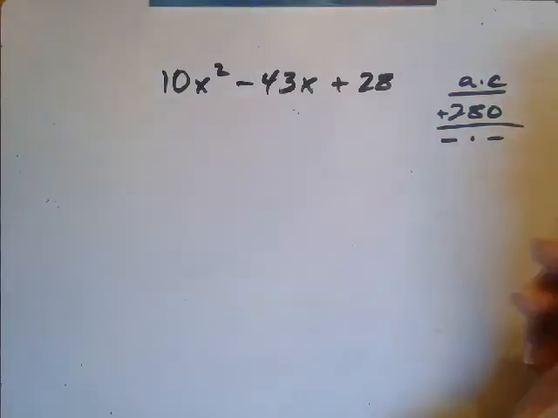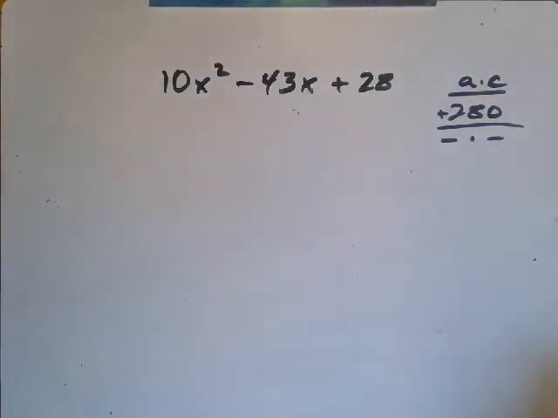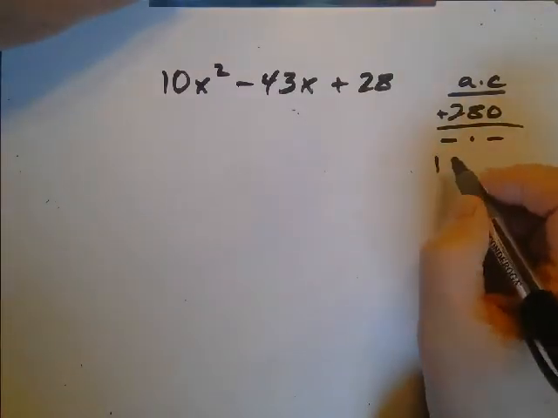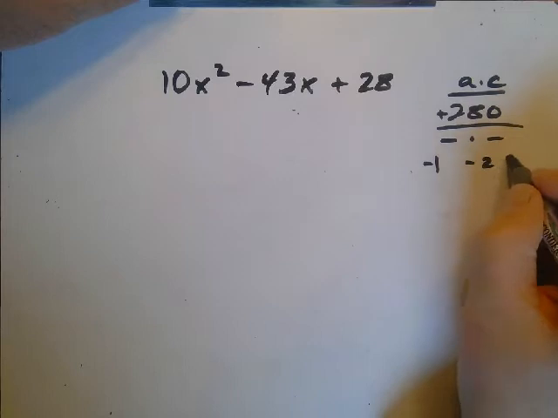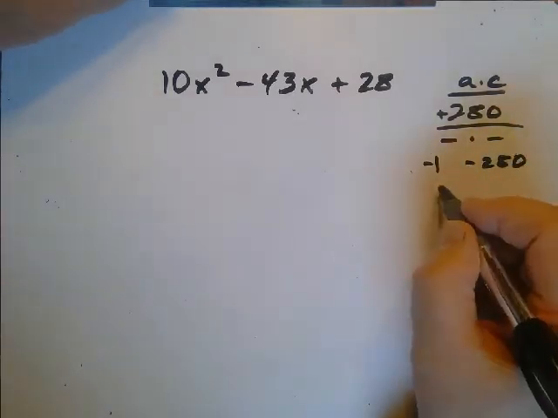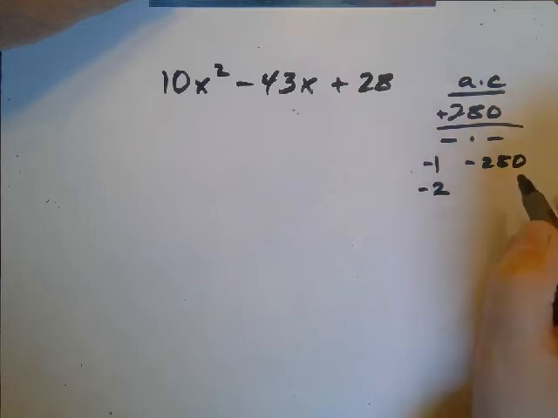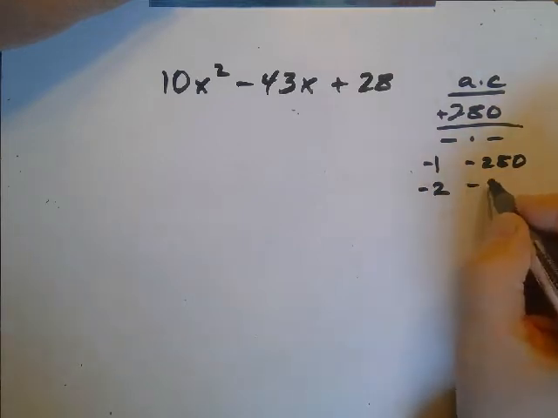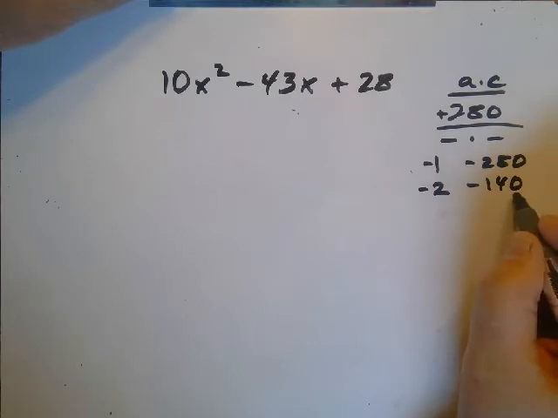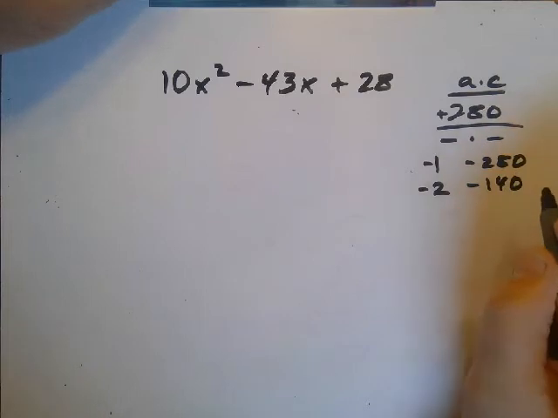Okay, well now I'm going to go through the process, and I'm going to start with 1, and we're going to work through it. So here we go. Negative 1 times negative 280. Well, that's a sum of negative 281. That's not even close. 2 goes in. Negative 2 times negative 140. That's a sum of negative 142. I'm getting closer, but not there yet.